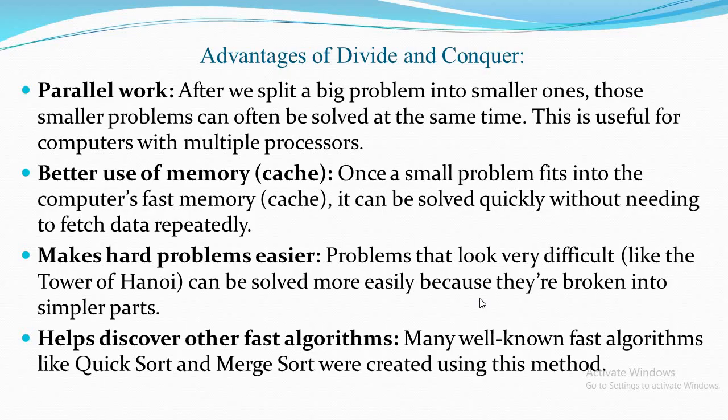Third point, it makes harder problems much easier. Take the Tower of Hanoi problem: we can solve it very easily because we break the problem into smaller parts. Fourth point, it helps discover other fast algorithms. Many well-known fast algorithms like quicksort and mergesort can be created using this method.